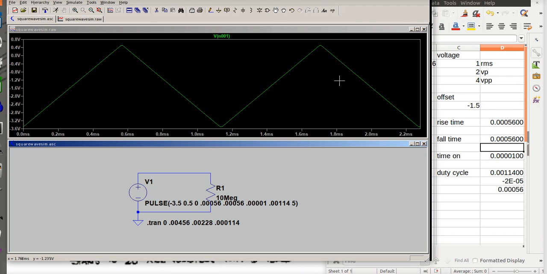So I've got a real pretty sawtooth going there. And that's my triangle waveform. I hope this helps.